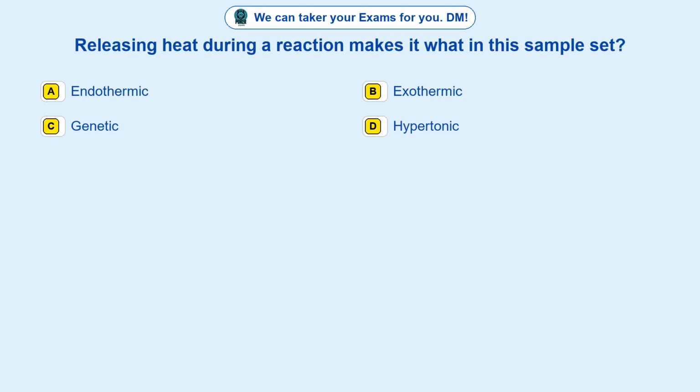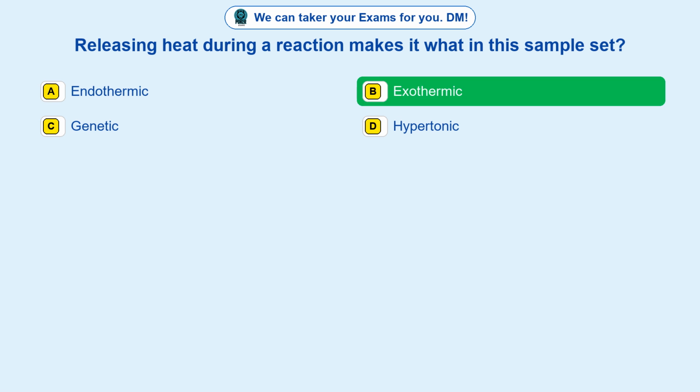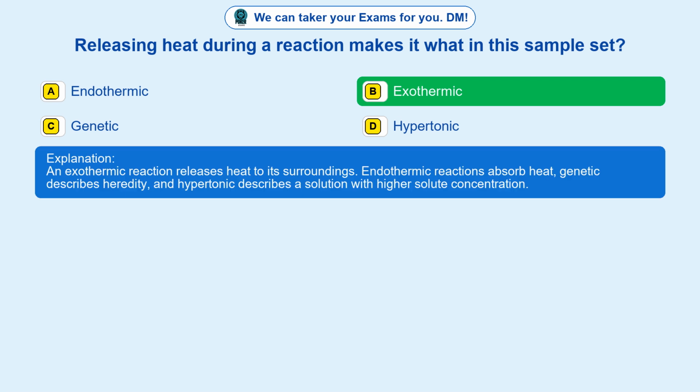Question 46. Releasing heat during a reaction makes it what in the sample set? Option A, endothermic. Option B, exothermic. Option C, genetic. Option D, hypertonic. The correct answer is option B, exothermic. An exothermic reaction releases heat to its surroundings. Endothermic reactions absorb heat, genetic describes heredity, and hypertonic describes a solution with higher solute concentration.